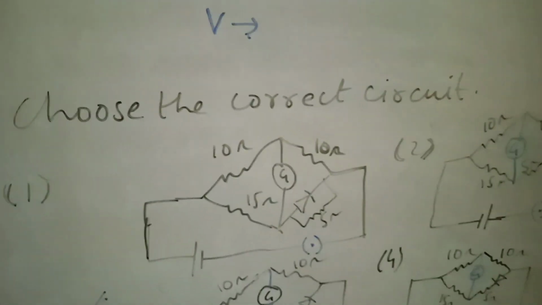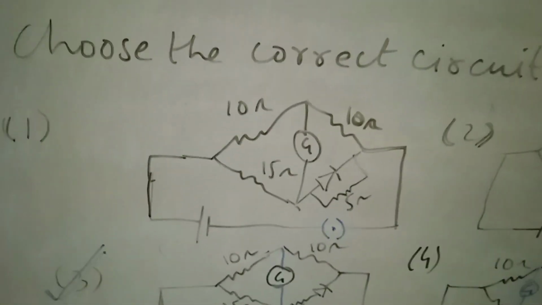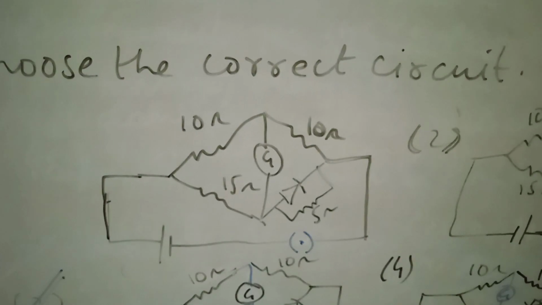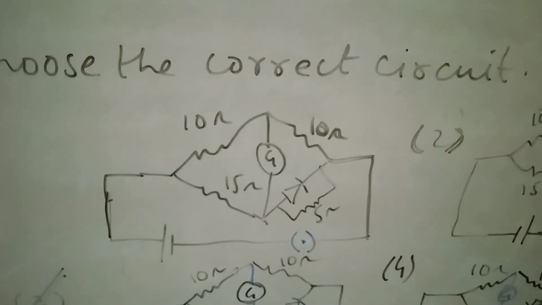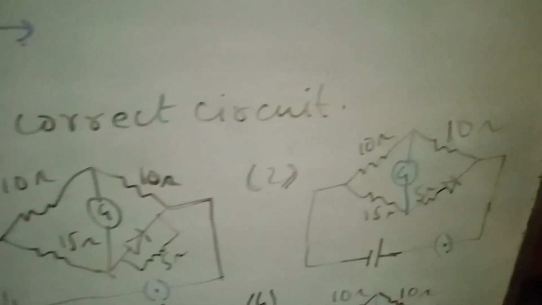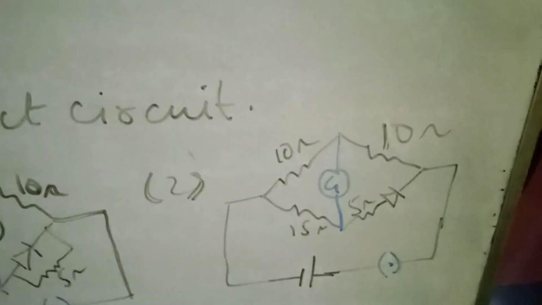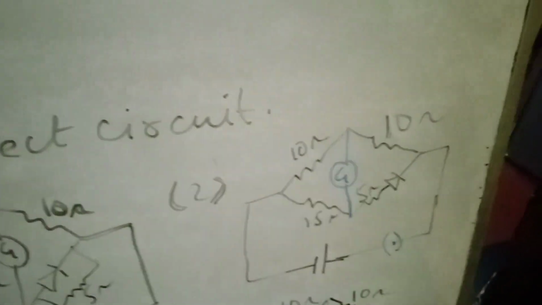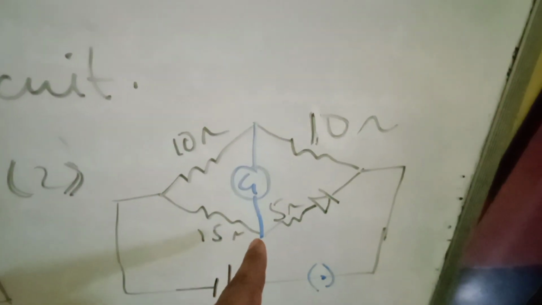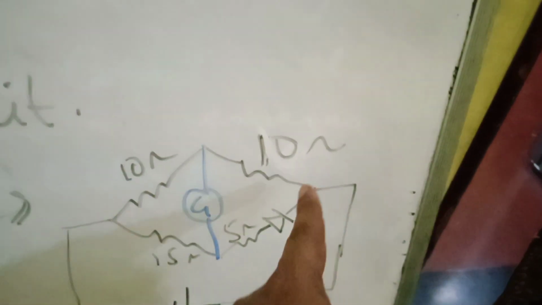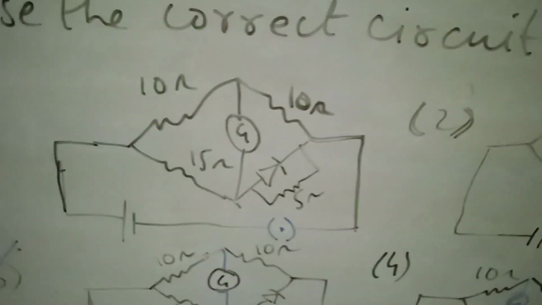Next, choose the correct alternative circuit. Here you can see number 1: 10 ohm, 10 ohm, 15, and a diode in parallel with 5 ohm. Next one is number 2: two resistances 10 ohm, 10 ohm and 15 with 5 ohm and a diode. Now here this part is the negative, so current will flow in this direction, so definitely it will be reverse bias. So it is definitely a wrong circuit, no issue about that.